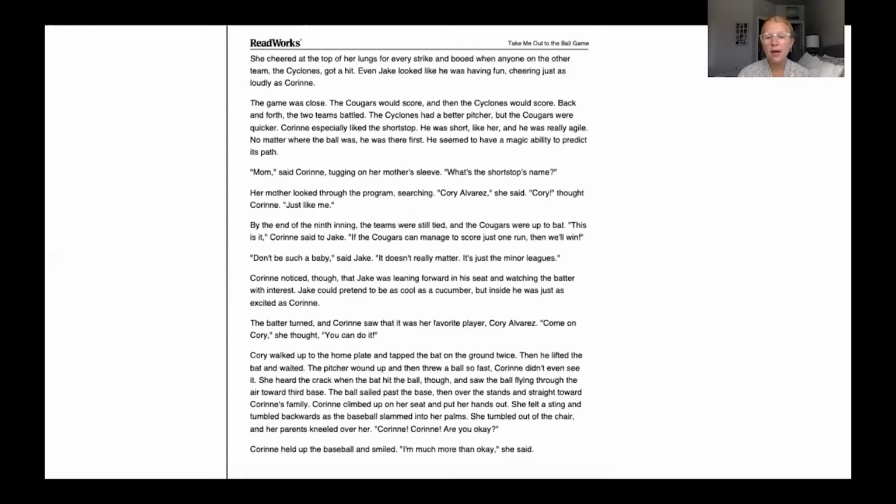Corinne climbed up on her seat and put her hands out. She felt a sting and tumbled backwards as the baseball slammed into her palms. She tumbled out of her chair, and her parents kneeled over her. "Corinne! Corinne! Are you okay?" Corinne held up the baseball and smiled. "I'm much more than okay," she said.